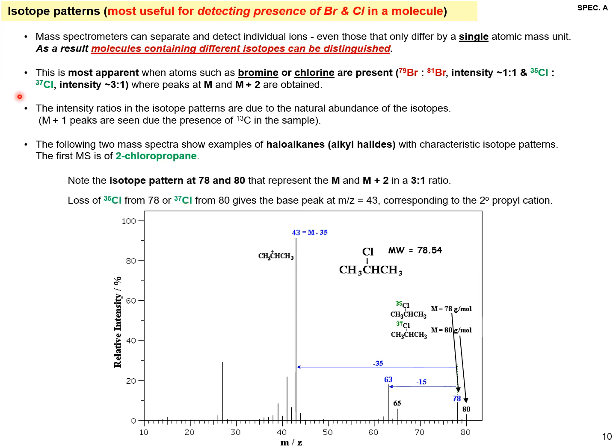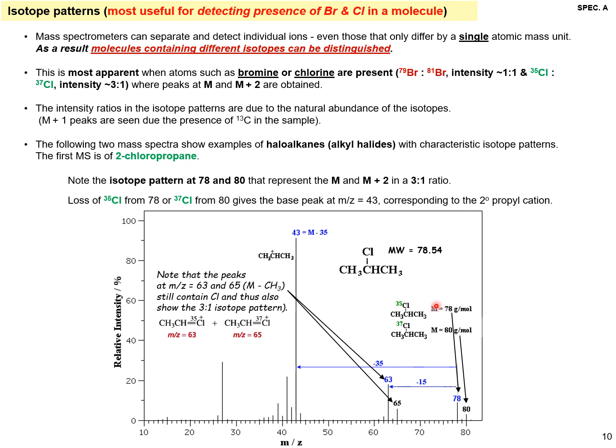That can be seen in the mass spectrum of 2-chloropropane, which is shown on this page. Note that you have this 3 to 1 ratio pattern of the M and M plus 2 peaks for the molecular ion, and that's because one peak is due to the molecular ion for the molecule that has the isotope 35 of chlorine, and the other peak is due to the presence of the molecular ion where the isotope of chlorine is 37.